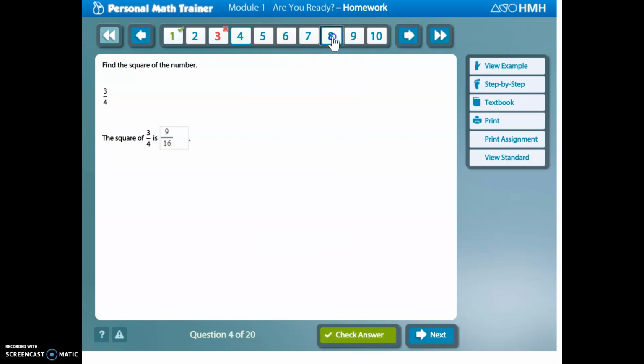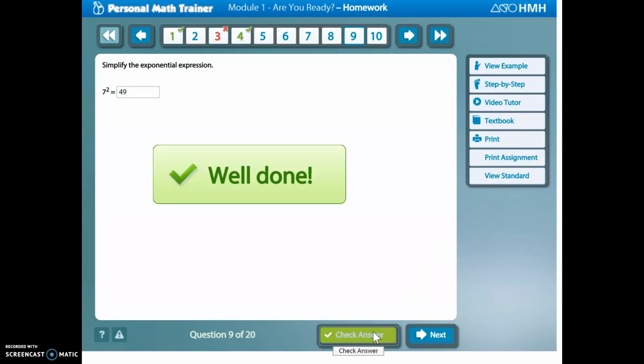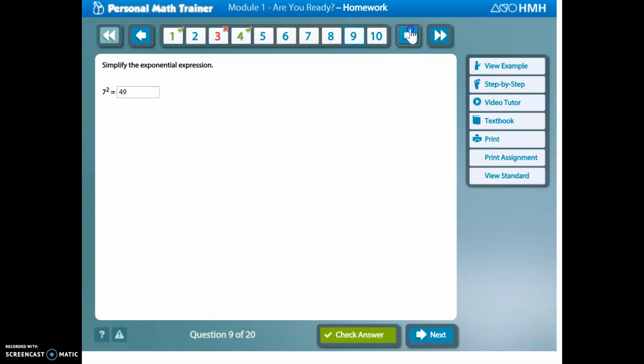All right, let me try this one right here. So this is the next set of directions. It says find the square of the number. We're not going to do that one. Here we go. Simplify the exponential expression. You can see it is already written as 7 squared. That means 7 times 7, not 7 times 2. It is 7 times 7. So that's 49. And go ahead and hit check your answer. I want to try a couple other problems here later on.